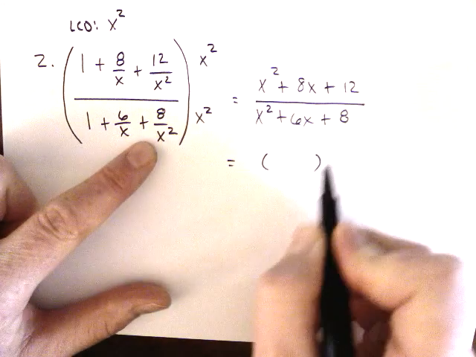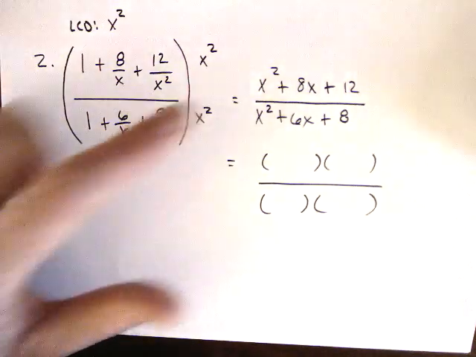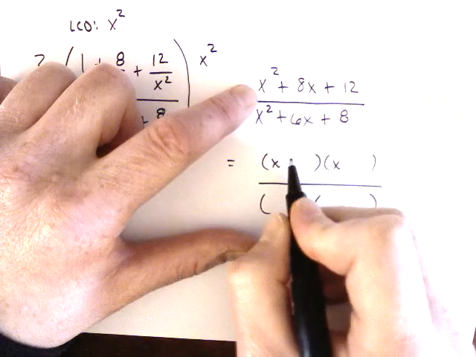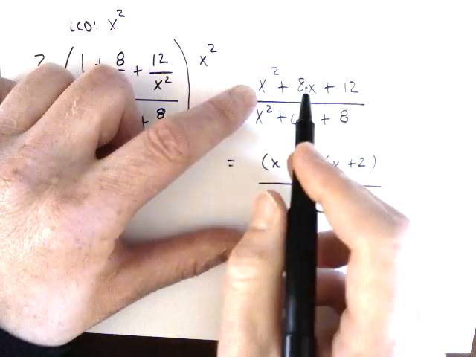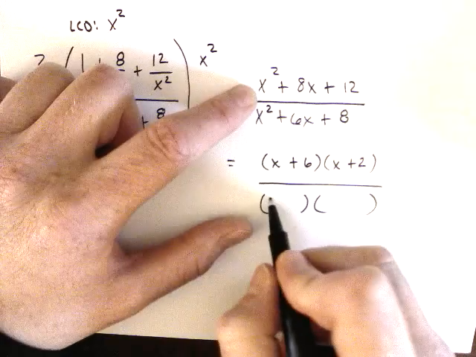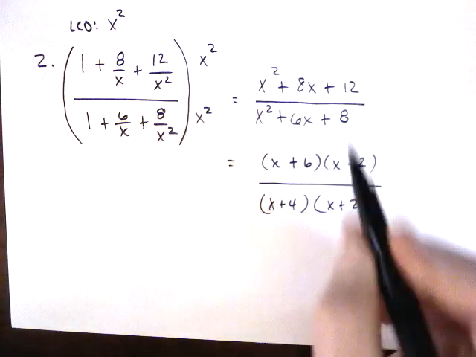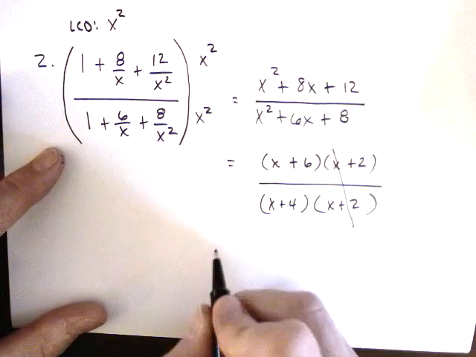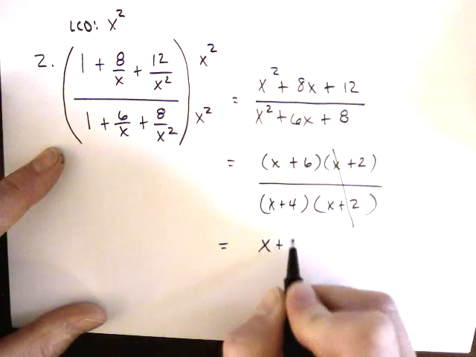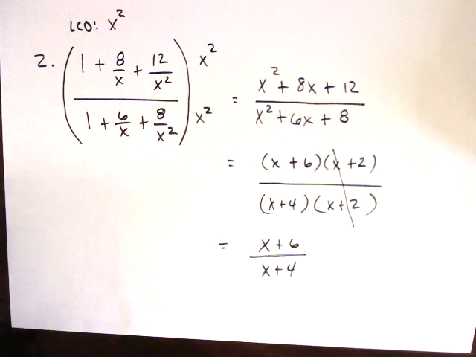We can now factor the numerator and the denominator. We're going to get x plus 6 and x plus 2 to multiply to 12 and add to 8. And then x plus 4 and x plus 2 to get this bottom trinomial. The x plus 2's will cancel, so your final answer is x plus 6 over x plus 4.